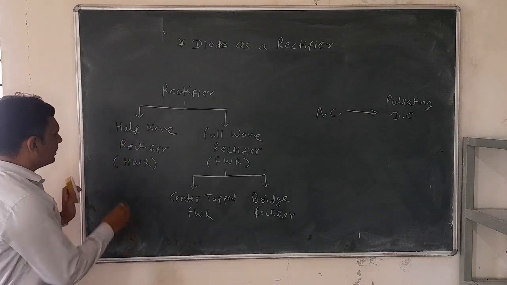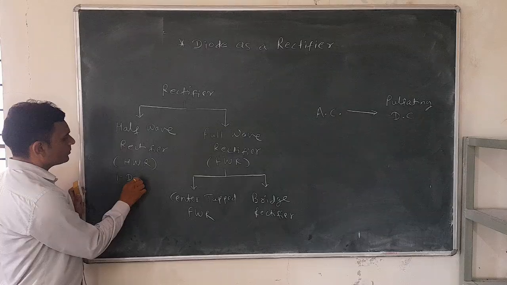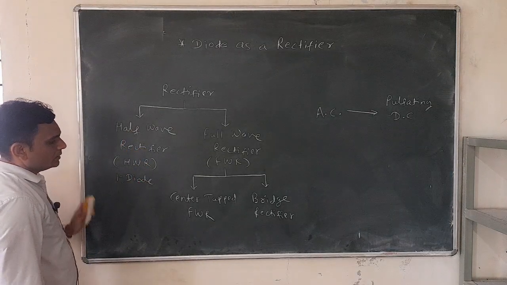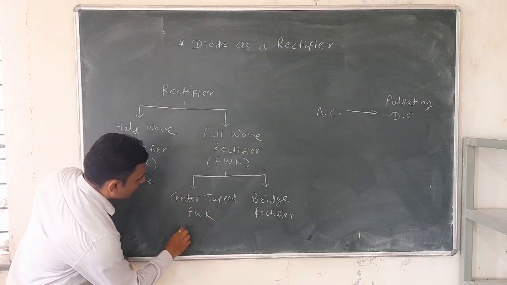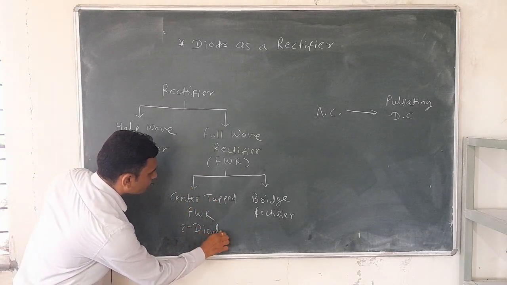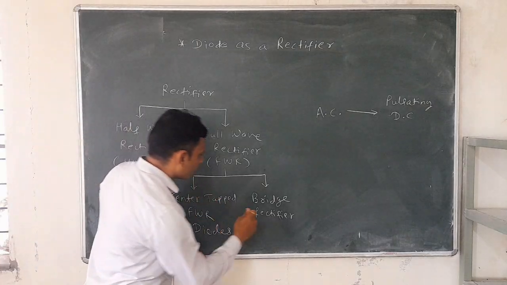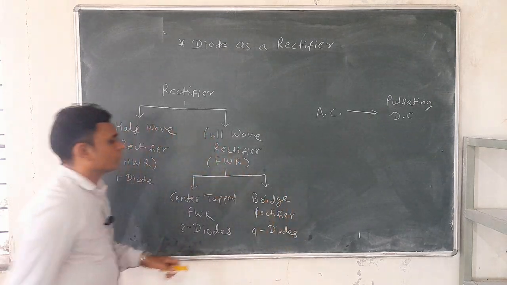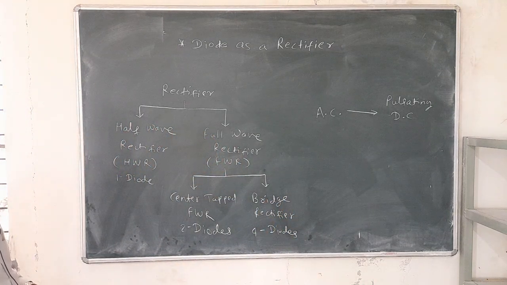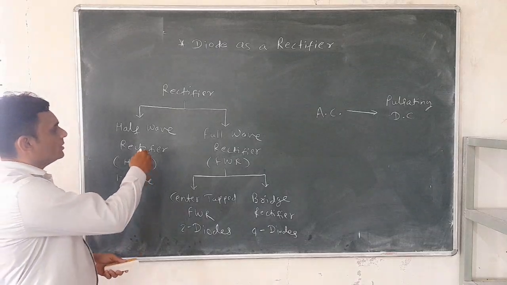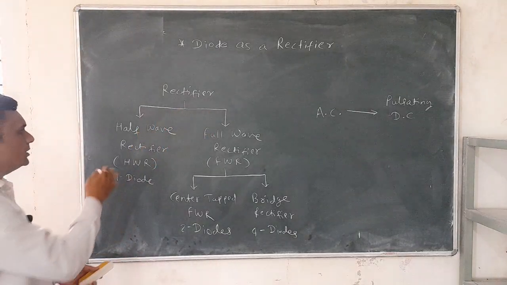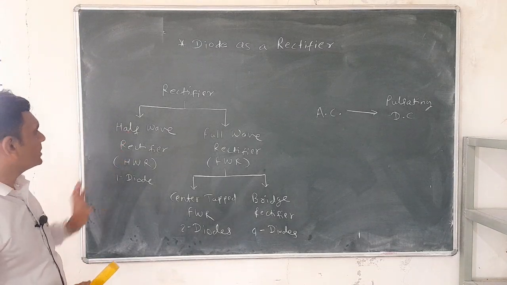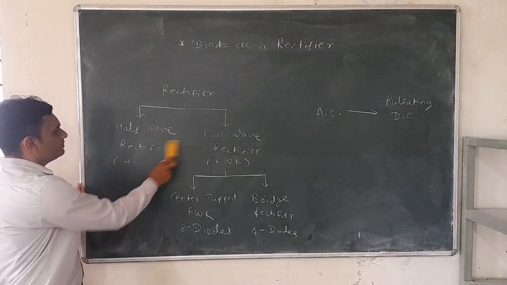Here this half wave rectifier requires only one diode. One diode is sufficient to design this half wave rectifier circuit. Center tapped full wave rectifier requires two diodes. Bridge rectifier requires 4 diodes. Then we will see the difference between these rectifiers one by one, starting with the first rectifier, that is half wave rectifier.